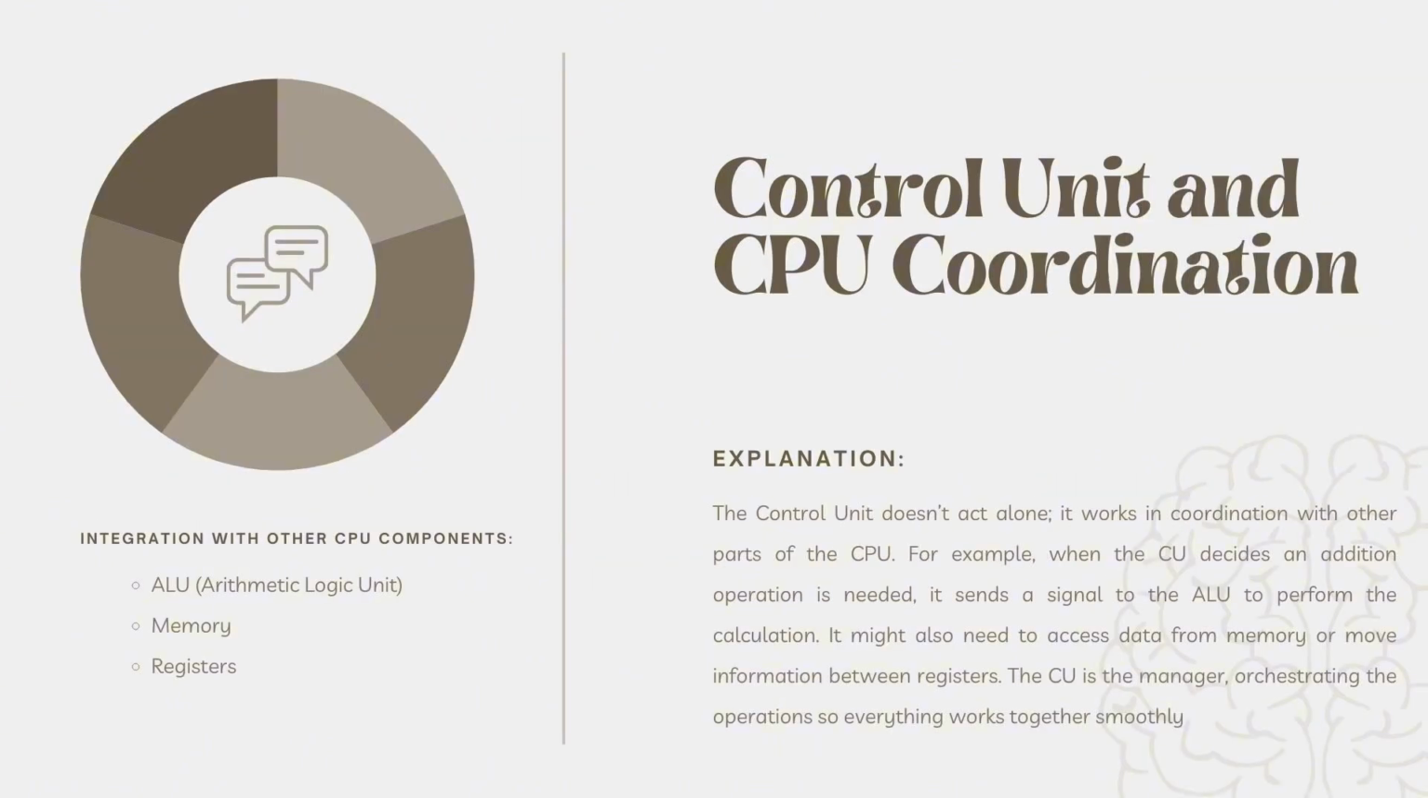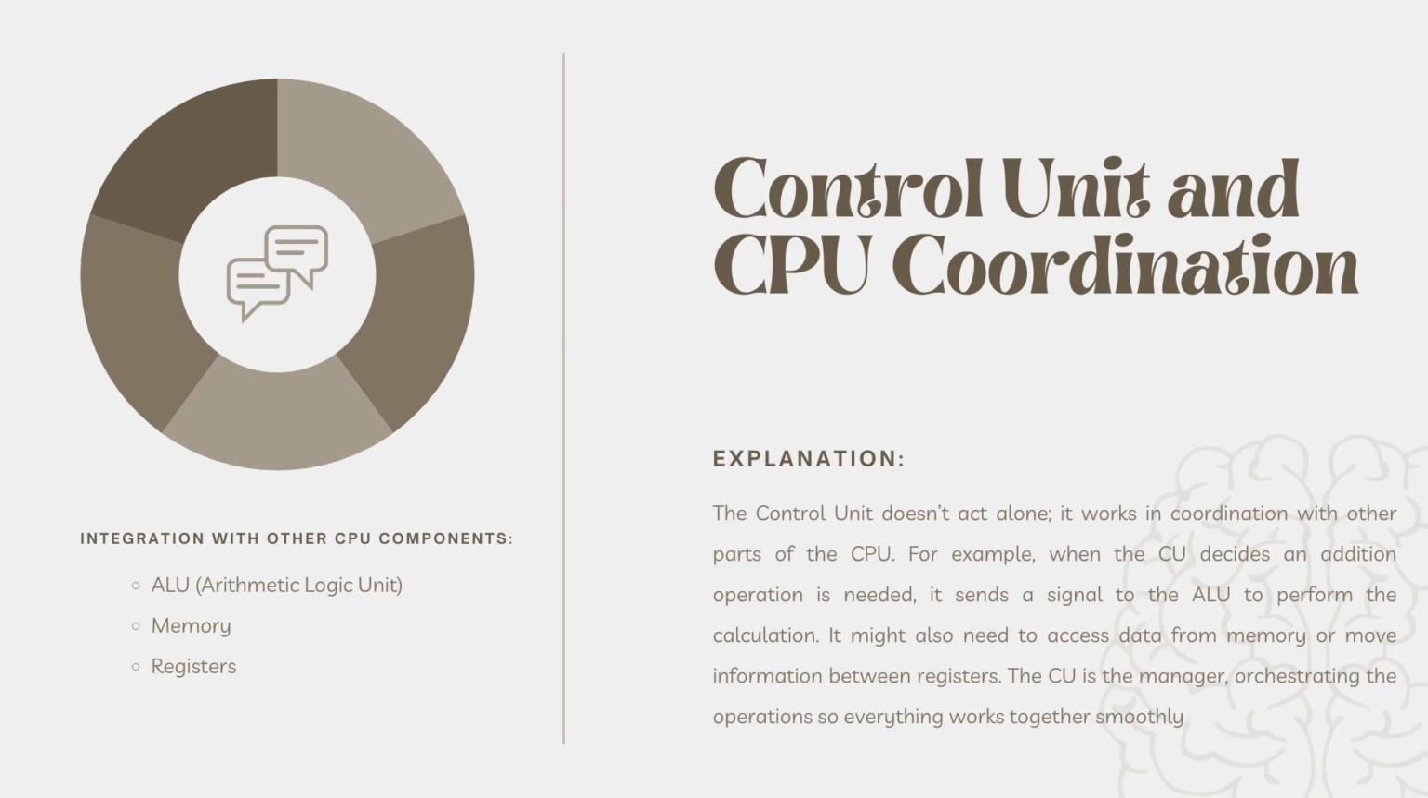Control unit and CPU coordination. Integration with other CPU components. Number 1. ALU, arithmetic logic unit. Number 2. Memory. Number 3. Registers. Explanation. The control unit doesn't act alone. It works in coordination with other parts of the CPU.